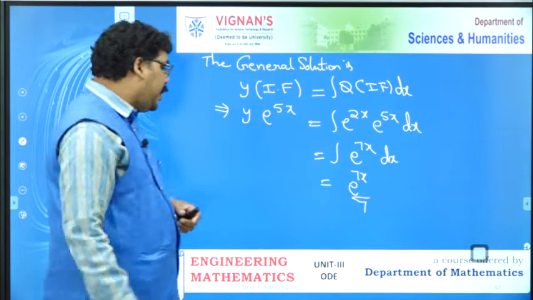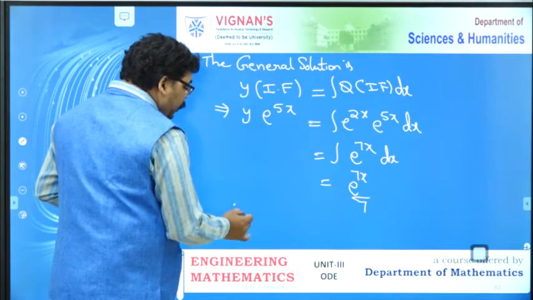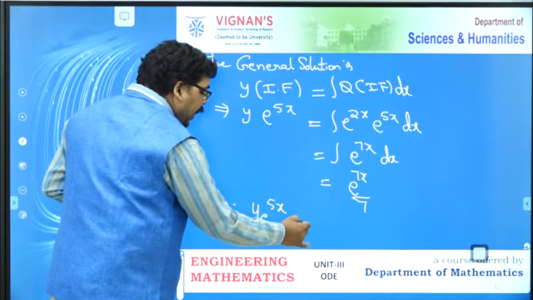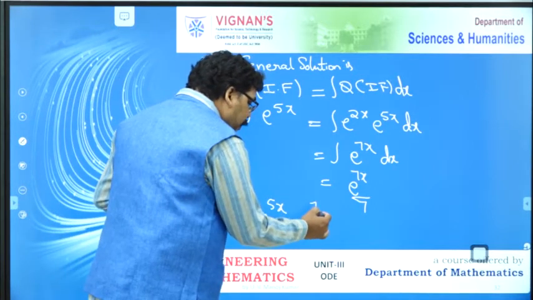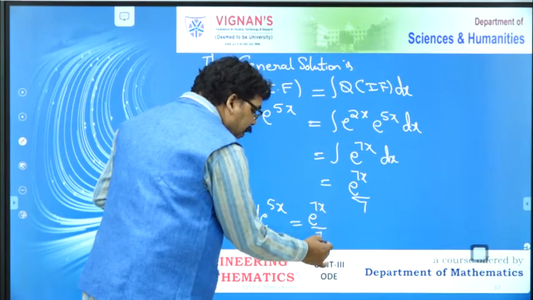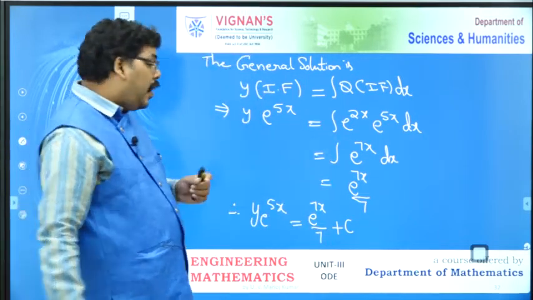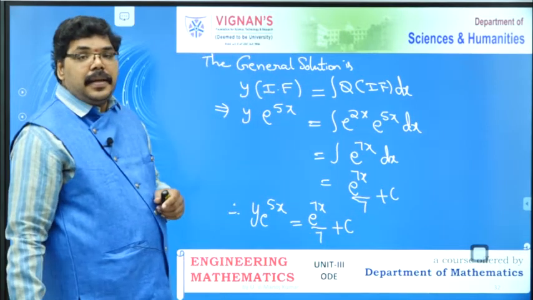So our integration is completed. Therefore, y into e power 5x equals e power 7x by 7 plus integrating constant c. After you complete the integration, you write plus c.